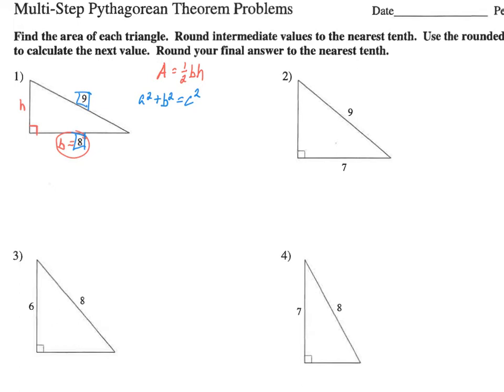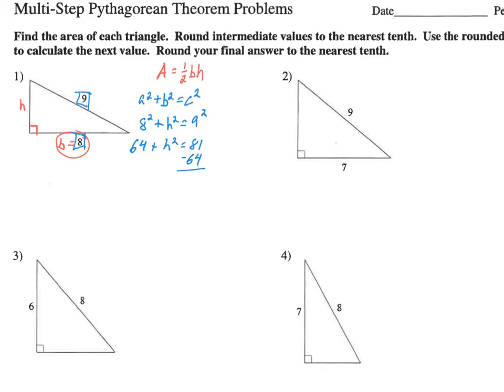But for this, we know one of the legs, we need to find the other one. So we have 8 squared plus, I'm going to just say h squared for the height equals 9 squared. And then we just solve that for h. Once you've got the h, then you plug it into the Pythagorean theorem. So we have 64 plus h squared equals 81. And then we're going to subtract the 64.